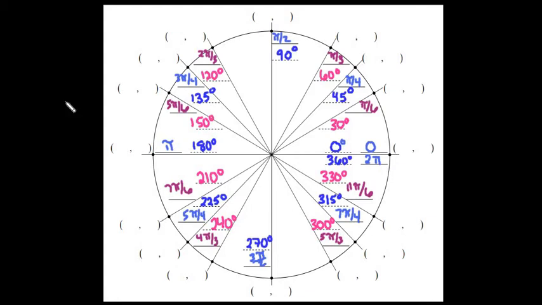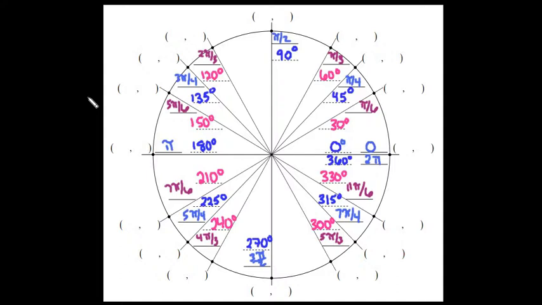Hi, for this video what I want to do is show you how to fill in the coordinates of the unit circle. I have already gone through and filled out all of the degree measures and the radian measures. I do have a video that addresses how to remember all of those, which I will put a link to. But for this one, the purpose is to just look at the coordinates.